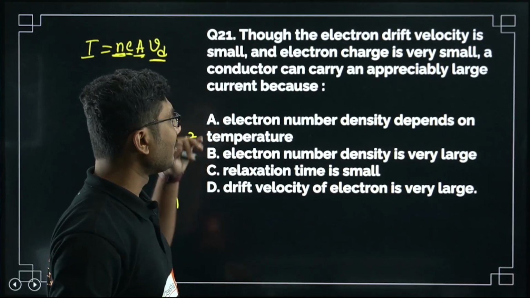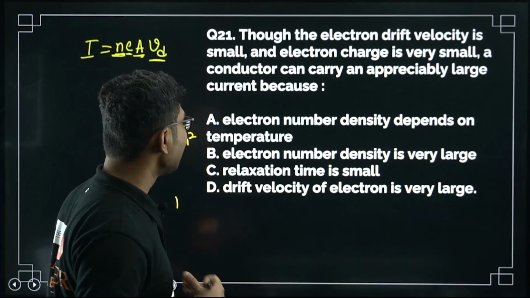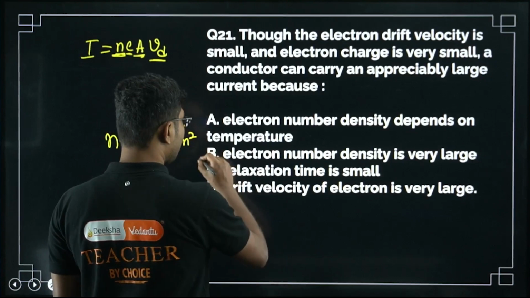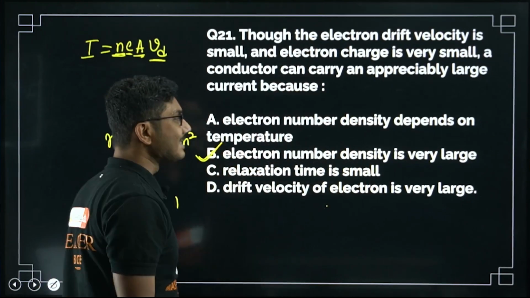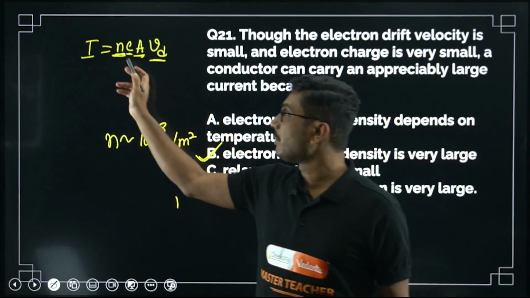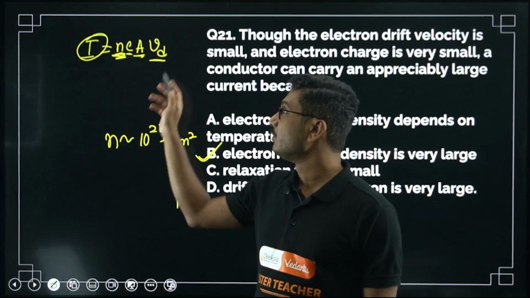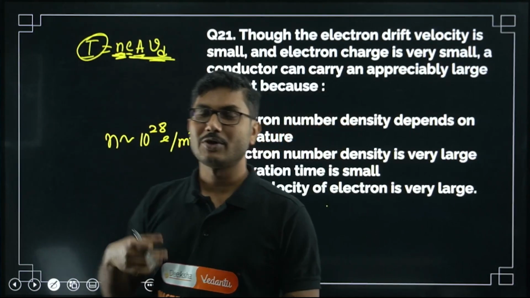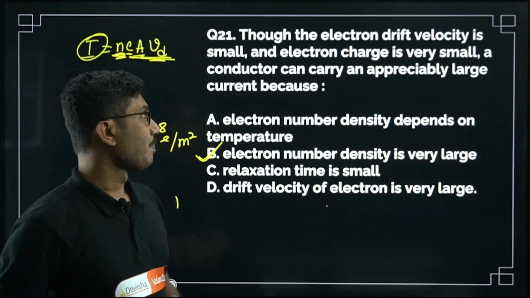So electron number density depends on the temperature. Electron number density is very large, relaxation time is small, drift velocity of electron is very large. Obviously these two are contradicting. So electron number density is very large. That is why, because of the high number N, your I can be a very high value, even though all the other values in this expression are small. Because of only one factor, that is high number density.